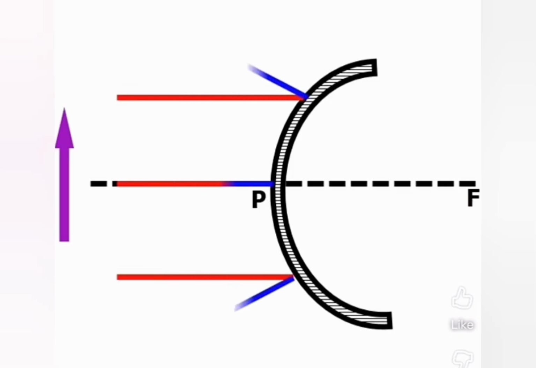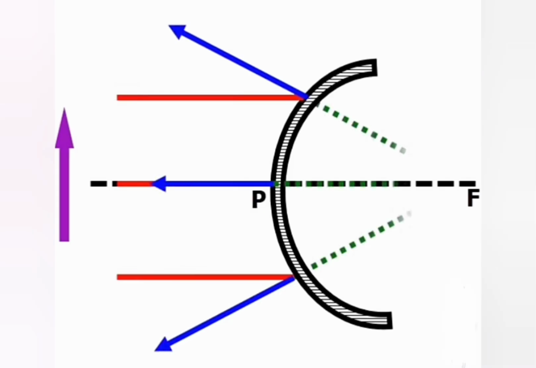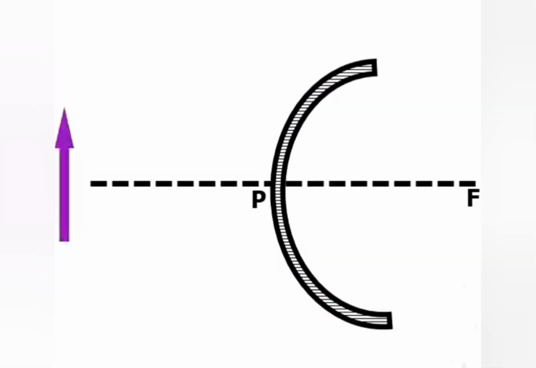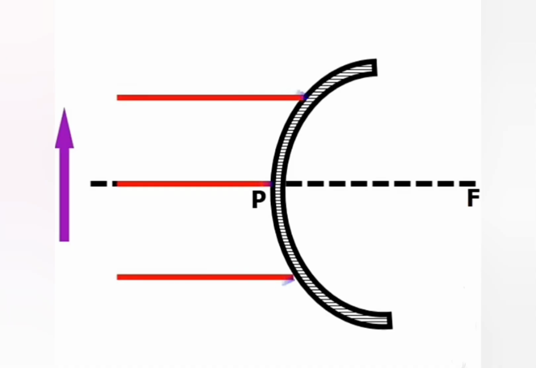After reflection, what will happen? These rays diverge. Then extend these reflected rays backward. This backward extension will meet at focus. Where is the focus? It is behind the mirror. So this is a key idea. The reflected rays do not actually meet, but they appear to come from the focus forming a virtual image. So just remember first rule. We are using first rule to draw first ray diagram.